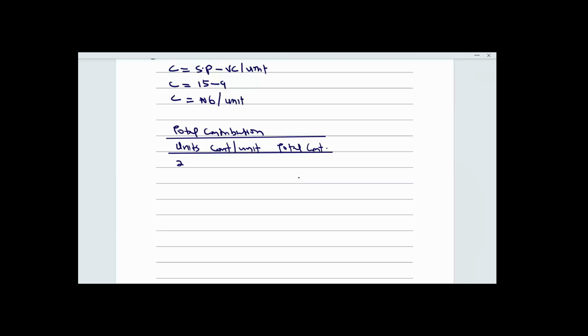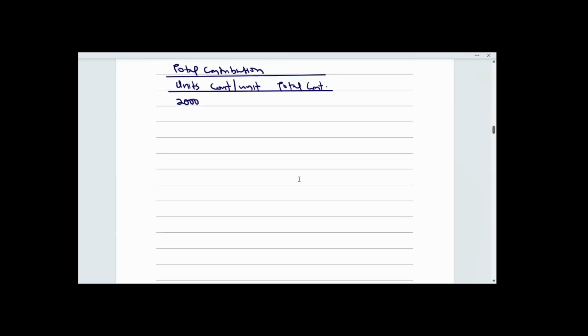Give me the number of units. The first one is 2,000, then 1,800, 1,500, 2,500, and then 1,000. So contribution per unit is 6 naira. We then multiply to get the total contribution.